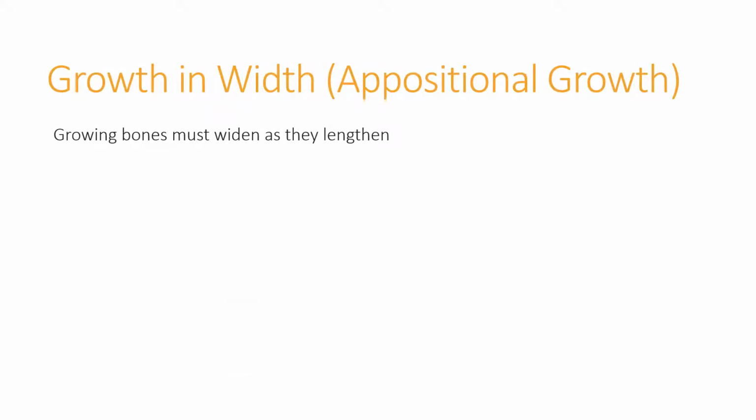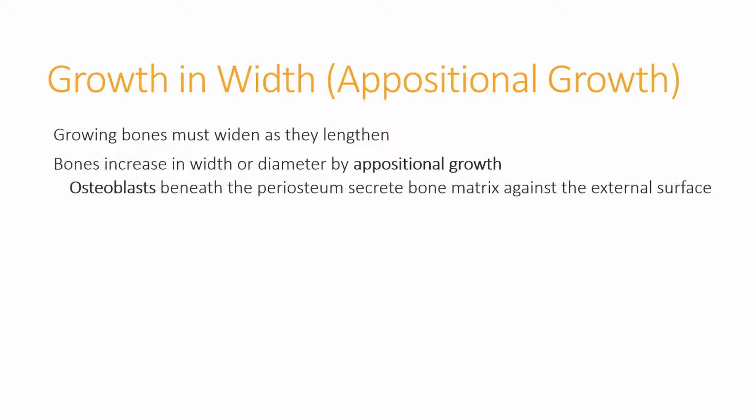Growing bones must widen as they lengthen. Otherwise, they'll become too long and skinny and they won't be able to support very much weight. By adding more girth or width or diameter to the bones, it allows those bones to support much more weight. Bones increase in width or diameter by the process of appositional growth, which is very similar to the appositional growth we've seen in hyaline cartilage.